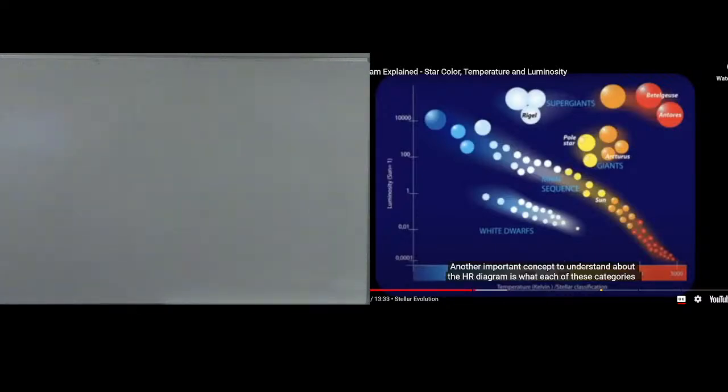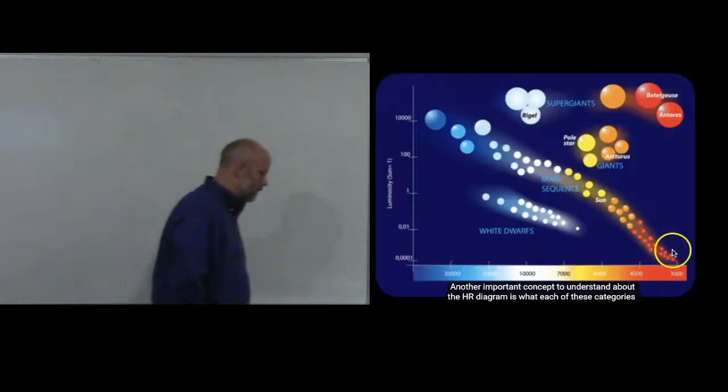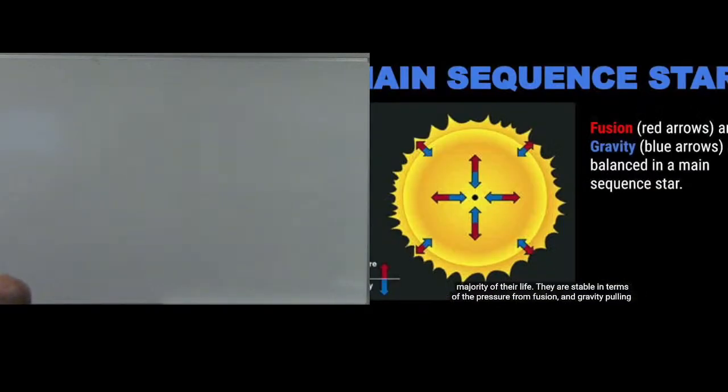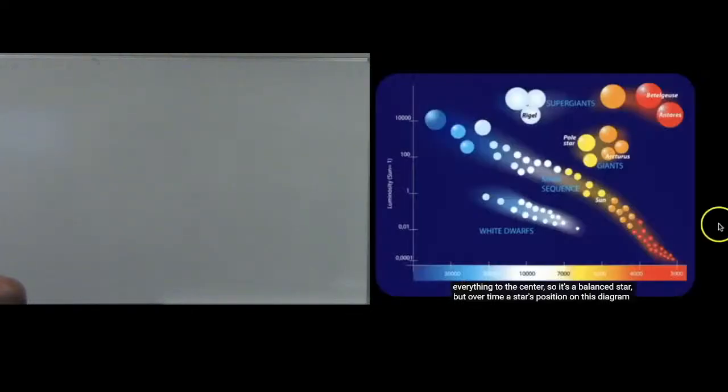Another important concept to understand about the HR diagram is what each of these categories mean in terms of stellar evolution. First, this long band that goes from the upper left all the way to the lower right is called the main sequence band. This is where stars spend the majority of their life. They are stable in terms of the pressure from fusion and gravity pulling everything to the center. So it's a balanced star.